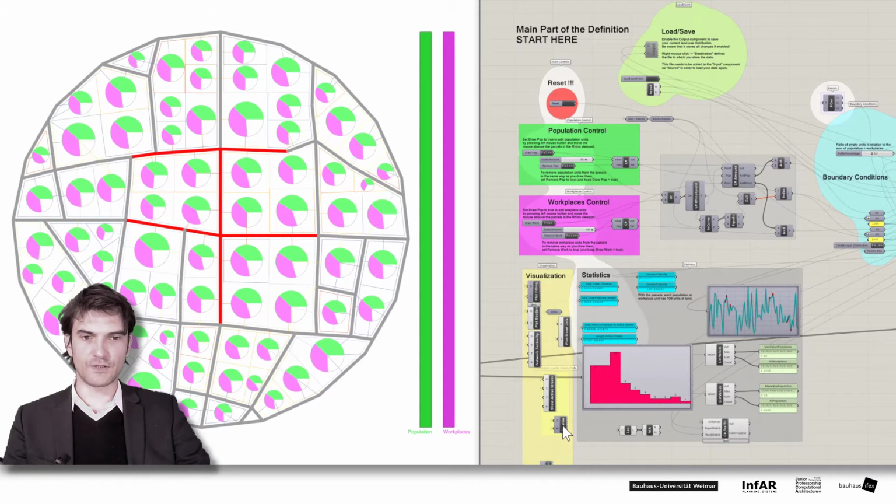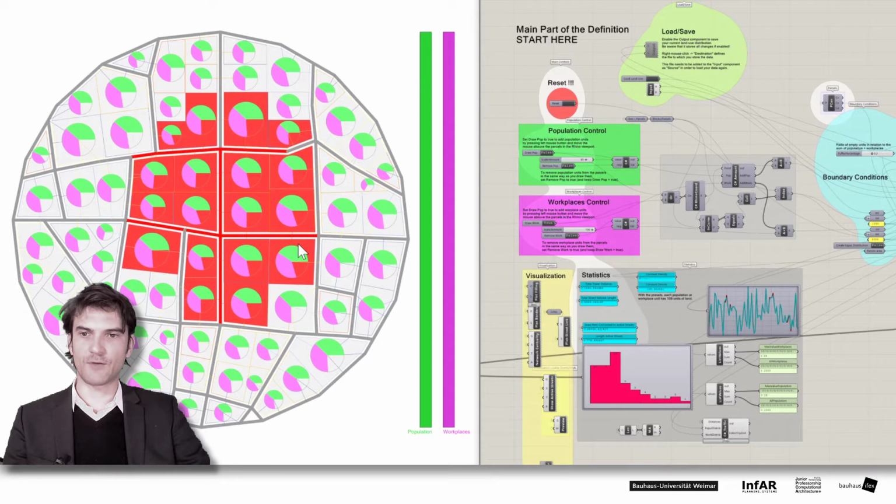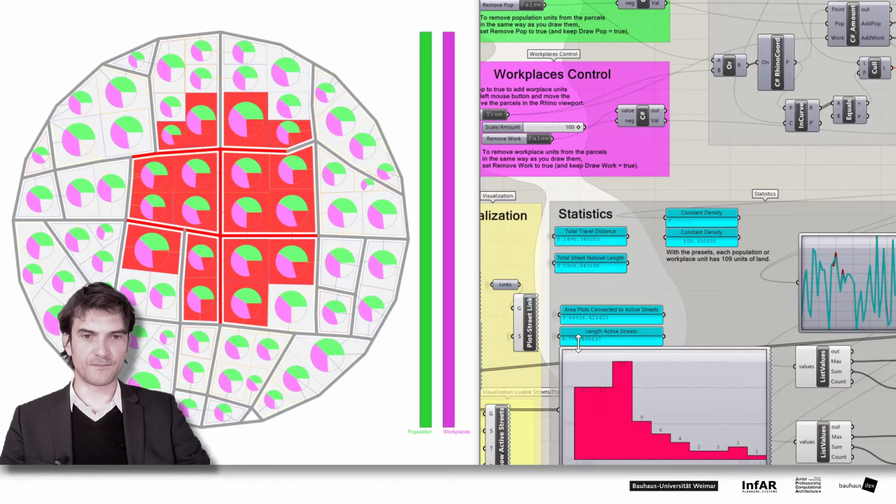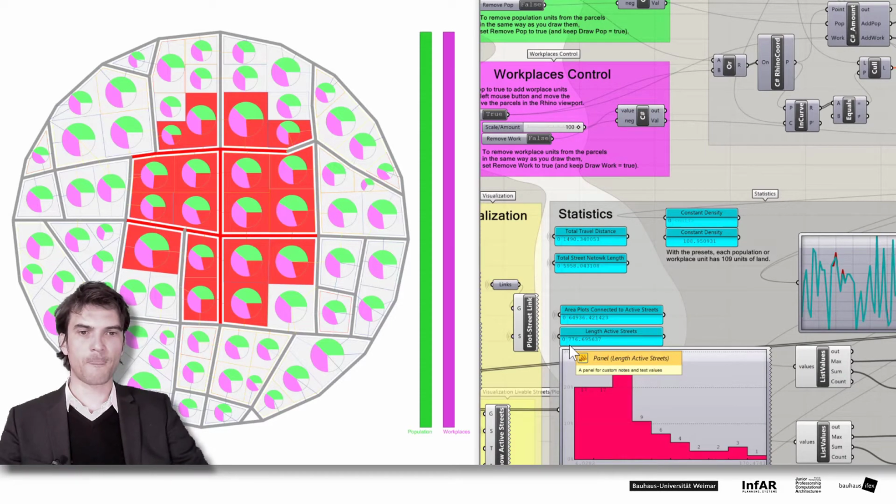You can also show the corresponding plots. So here the red ones, these are the plots that are connected with one side at least to one of these active streets. So these are the plots where you could place commercial activities to be connected to active streets. That's the idea. So if you scroll in here, then you see the length of the active streets.